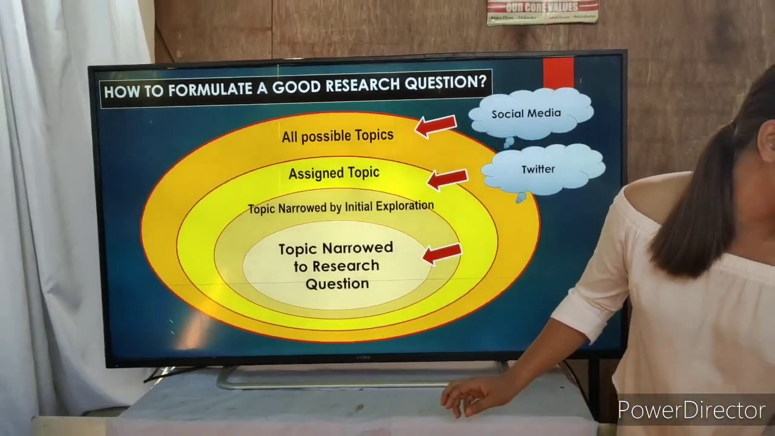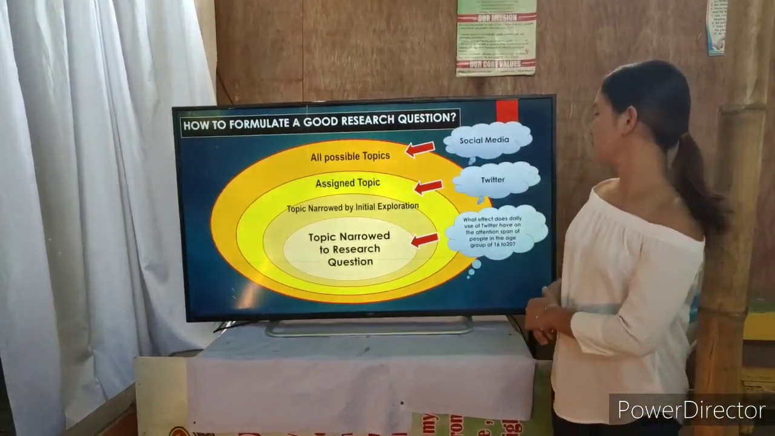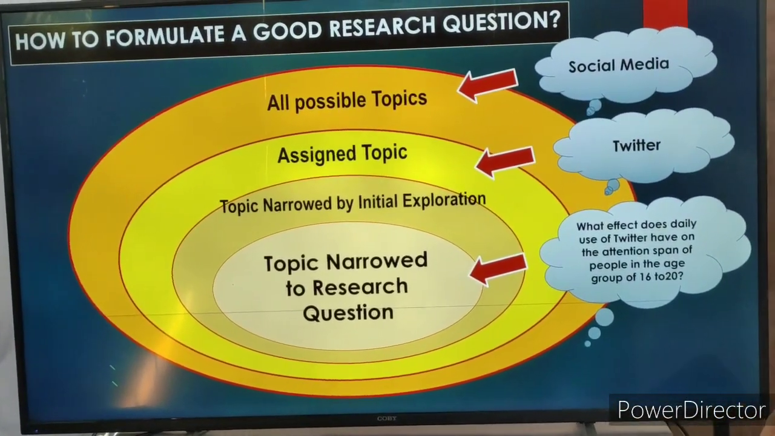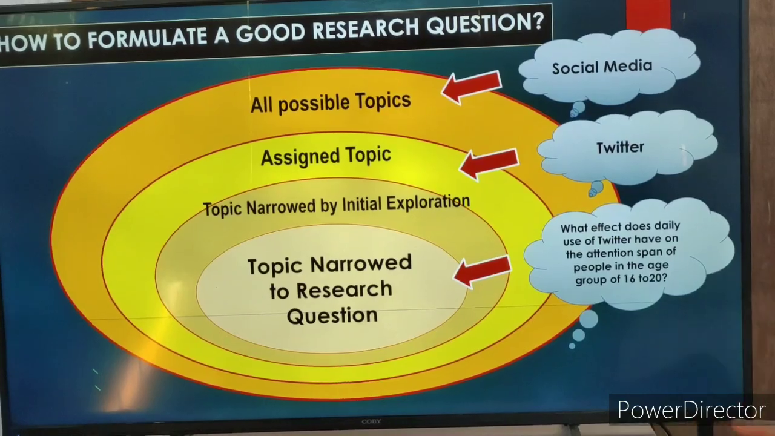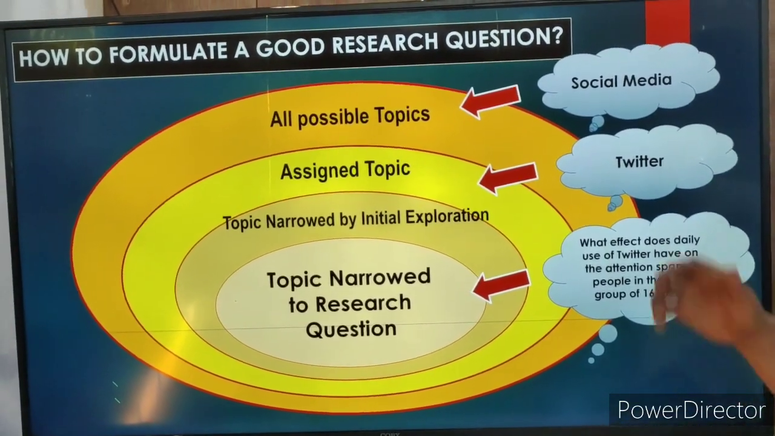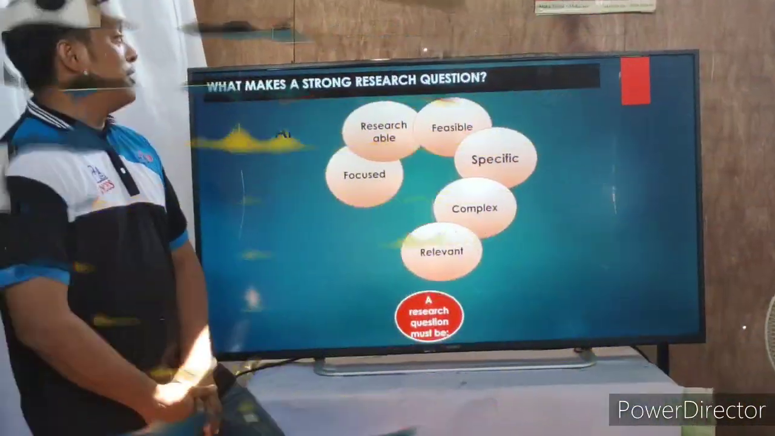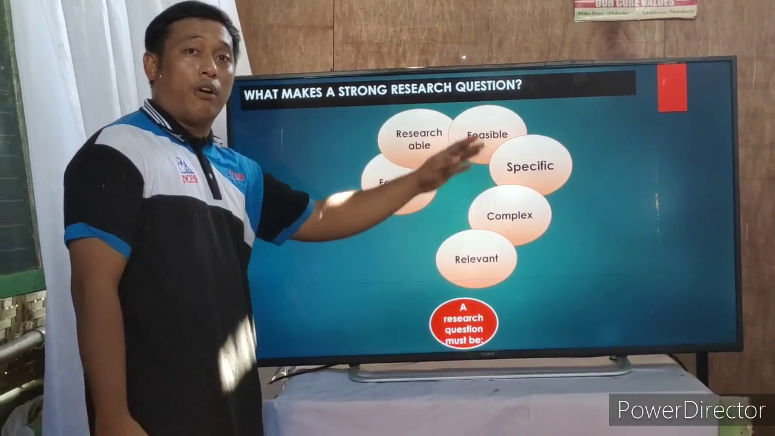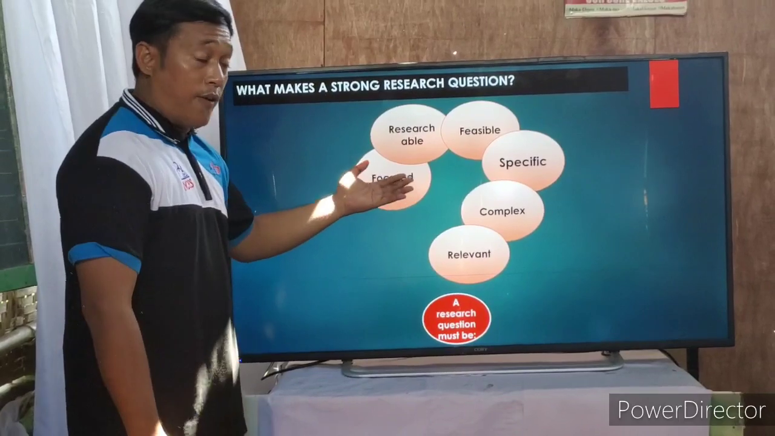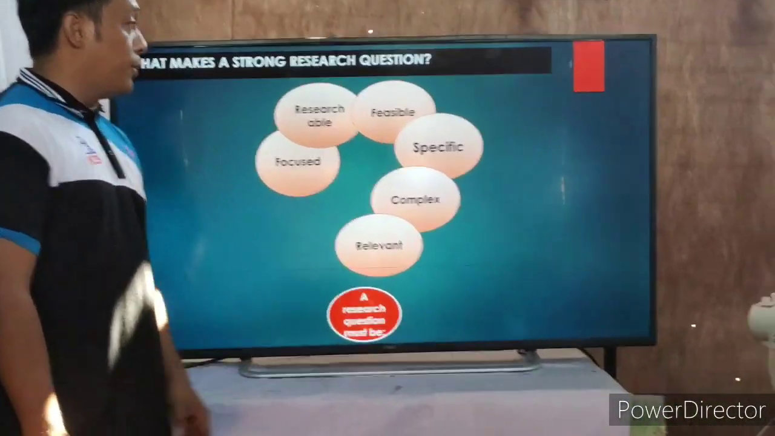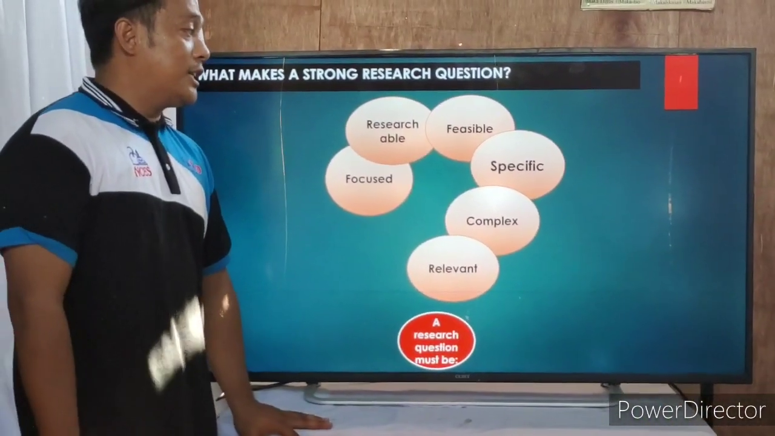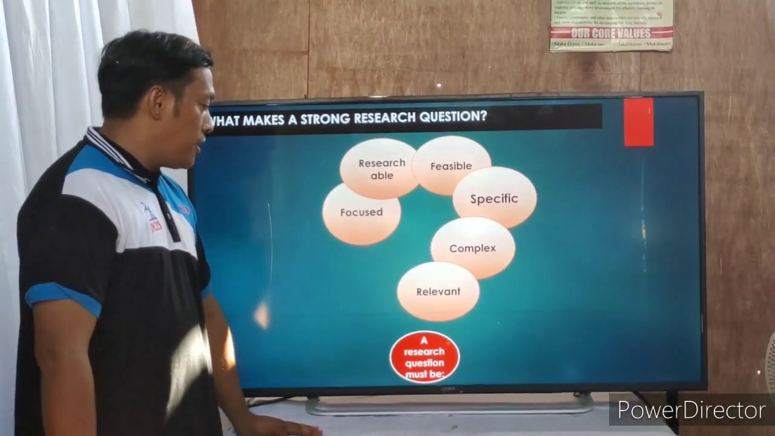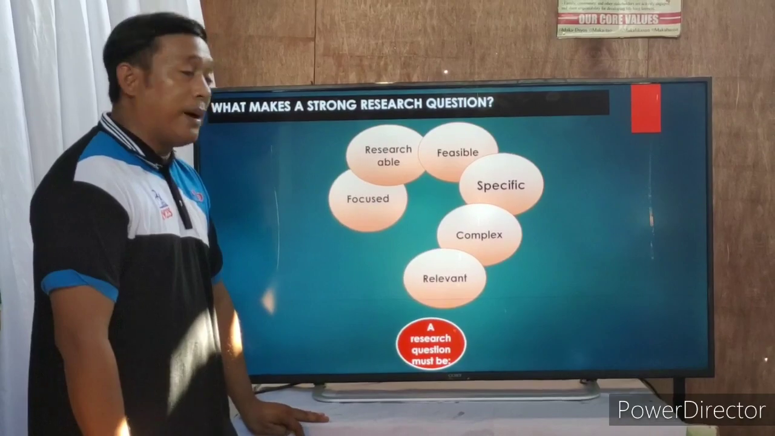So this will be the research question: What effect does daily use of Twitter have on the attention span of people in the age group of 16 to 20? Long research question. So based on the screen, a research question must be focused, researchable, feasible, specific, complex, and relevant.